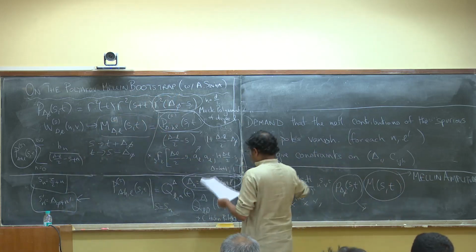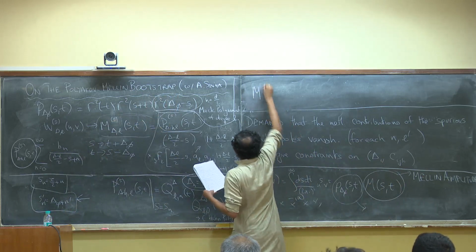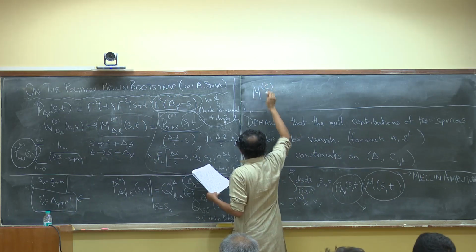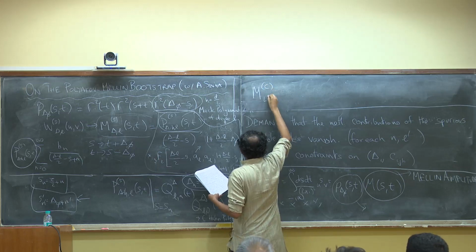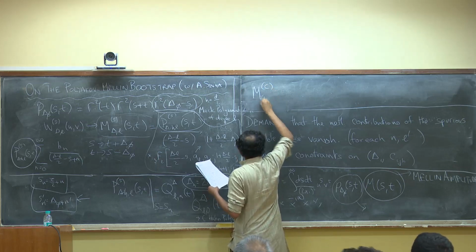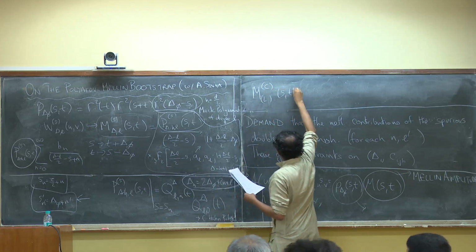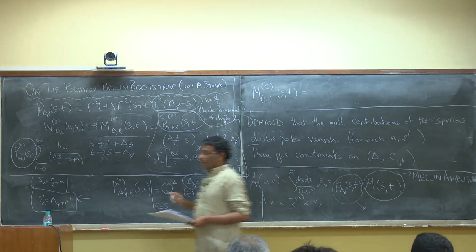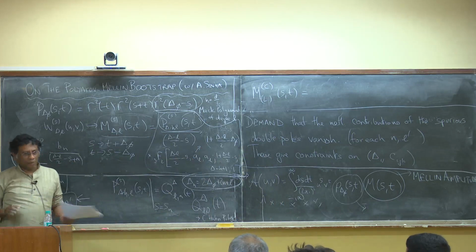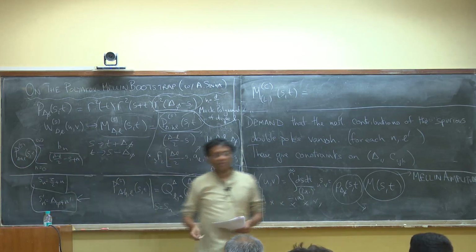The last thing I want to tell you is about the contact terms. I'll denote them by MC, and now I will parameterize them a little bit more. In Mellin space, it'll be easier to parameterize those contact terms.